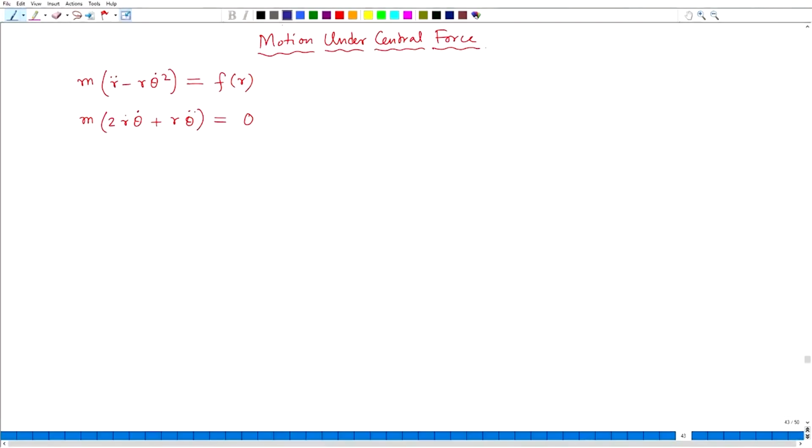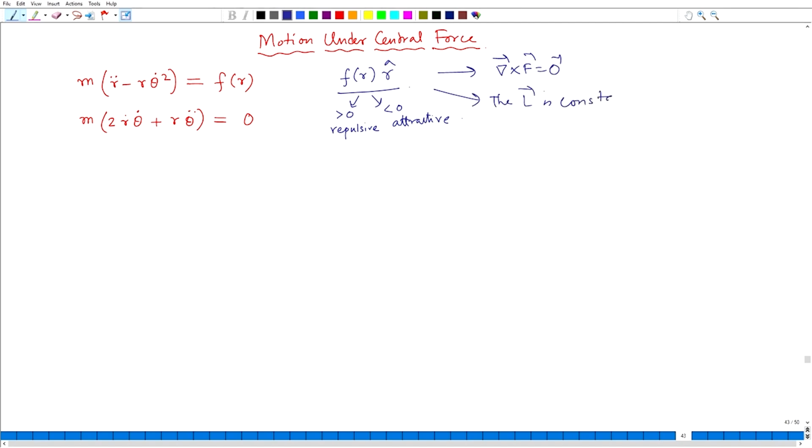So, as I said, whenever a force has this specific form F(r) r cap, then according as F(r) is greater than 0 or less than 0, it can be repulsive or attractive. Greater than 0 it is repulsive, and less than 0 it is attractive. Then this has very interesting properties. This is curlless, this is conservative, and the total angular momentum is conserved, or is a constant vector.